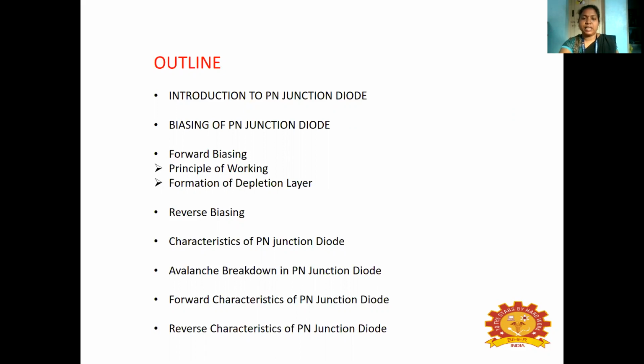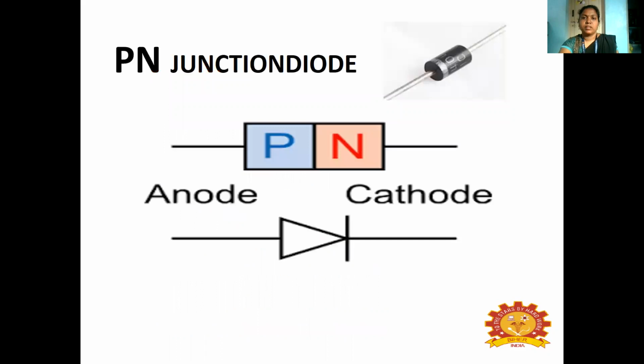There are two types of characteristics: one is the forward and the other is the reverse characteristics of the PN junction diode. So we will start our session here.